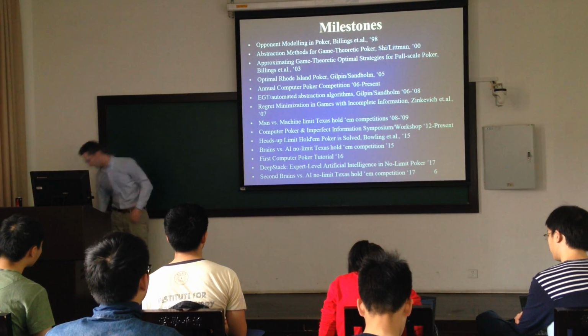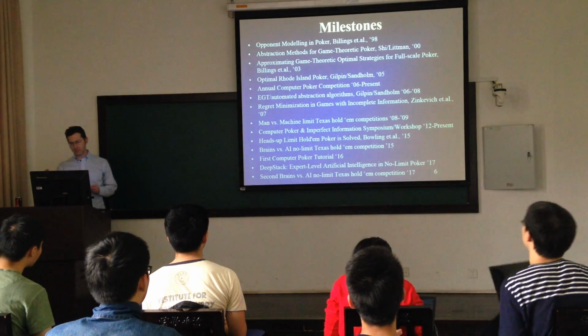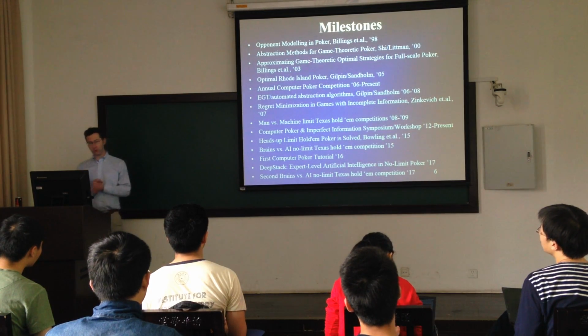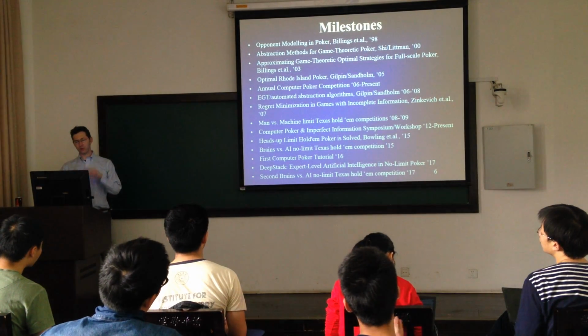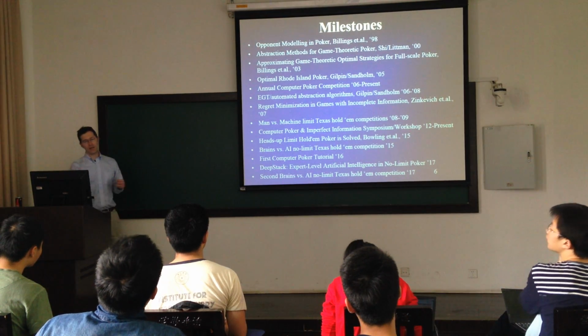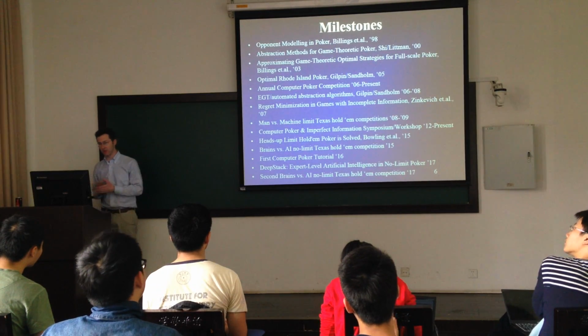Then starting in around 2000, there was this paper by Shi and Littman where it started to look at it from a game theoretic approach, and it looked at the problem of trying to approximate equilibrium strategies using abstraction, which is basically the technique for approximating the full game with a smaller game.